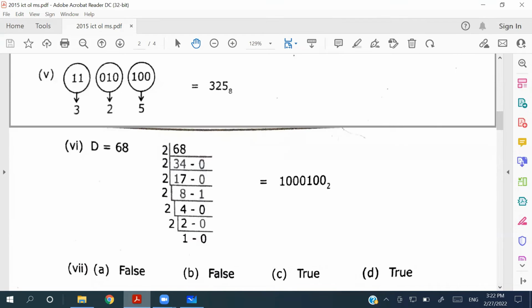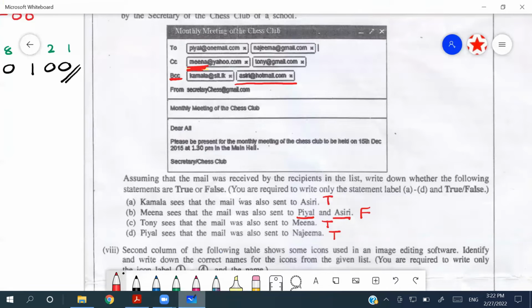Oh, the first one they have taken as false. What went wrong? Kamala sees that the mail was sent to... oh my God. Yes, people, I'm sorry, what I was thinking. This one is false, because BCCs will not see other BCCs, right? Blind carbon copy people can see only the To people and the CC people, not the other BCCs. So false, false, true, true. So 2 marks. Be careful. Is that clear, everyone?